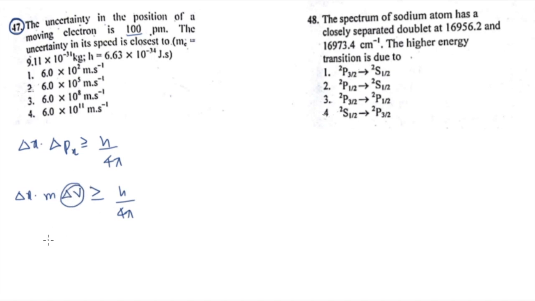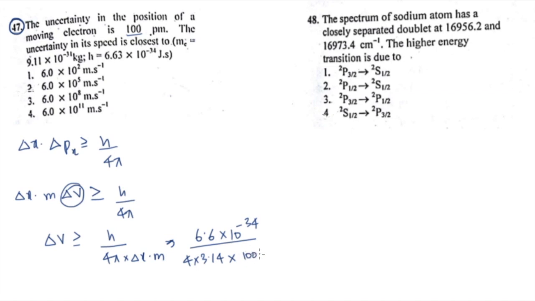Now delta v will be approximately equal to h upon 4 pi into delta x into m. Just put the values from the question. h is 6.6 into 10 to the power minus 34, which is given in the question. Pi you know is 3.14. Delta x is given as 100 picometer, which in meters is 100 into 10 to the power minus 12 meters. And mass is given as 9.1 into 10 to the power minus 31.